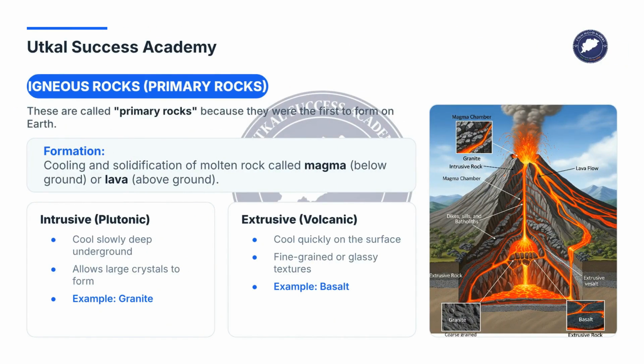Igneous rocks, or primary rocks, form from the cooling and solidification of molten magma or lava. Intrusive rocks, like granite, cool slowly underground, forming large crystals. Extrusive rocks, like basalt, cool quickly on the surface, resulting in fine-grained textures.